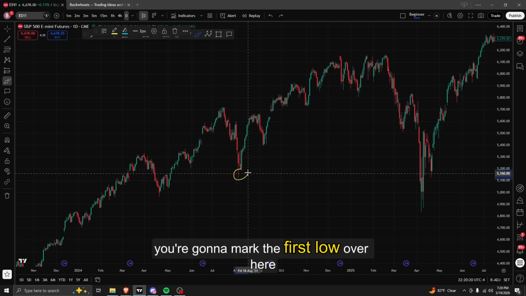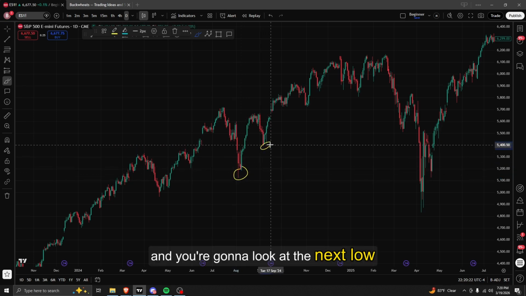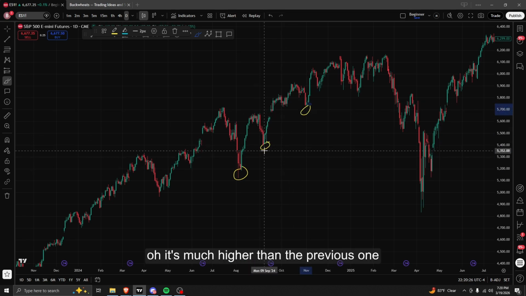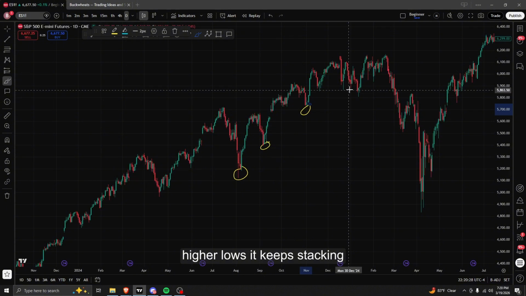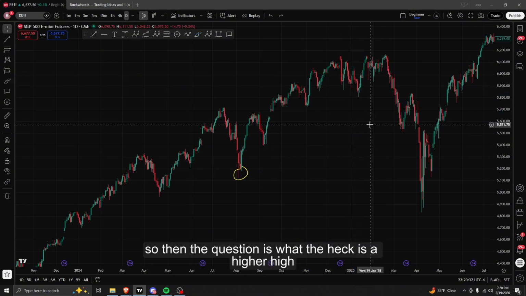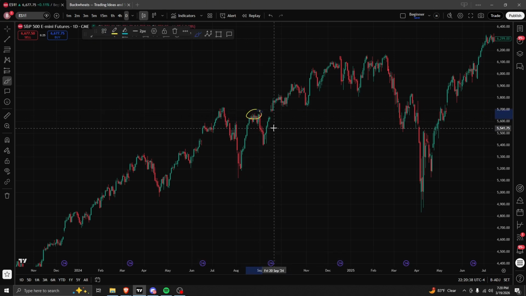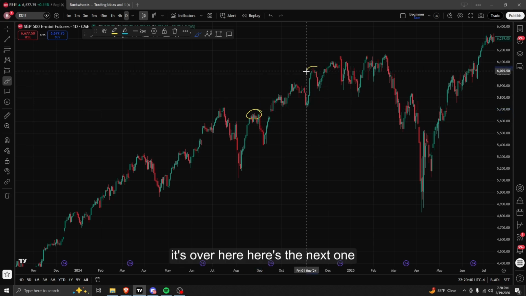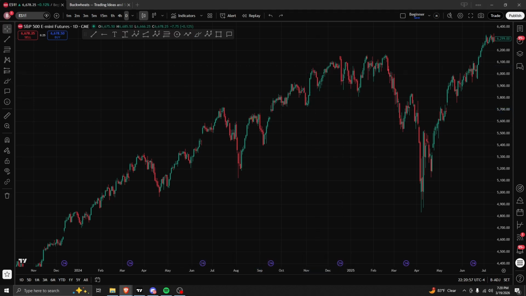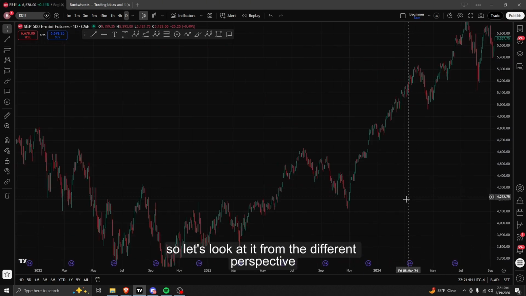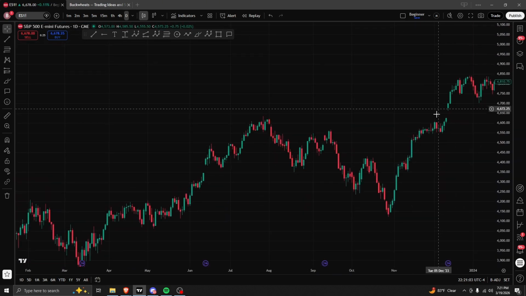Well, you're going to mark the first low over here. You're going to look at the next low. Oh, it's much higher than the previous one. Oh, it's much higher than the previous one. Higher lows. It keeps stacking. So then the question is, what the heck is a higher high? So you see a high right here. You're like, okay, where's the next one? Oh, it's over here. Here's the next one. So let's look at it from a different perspective right here.